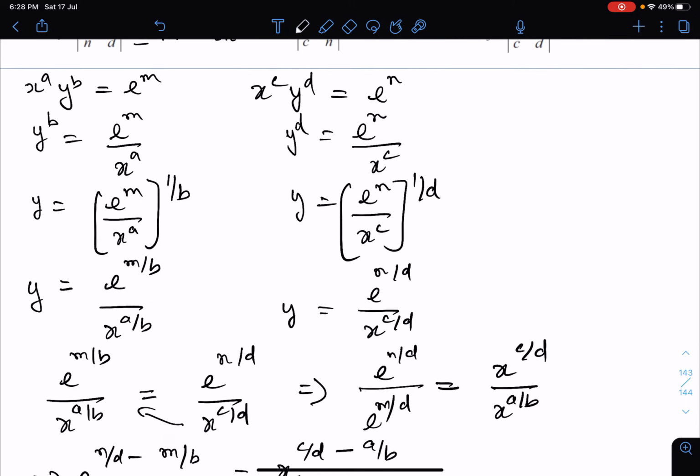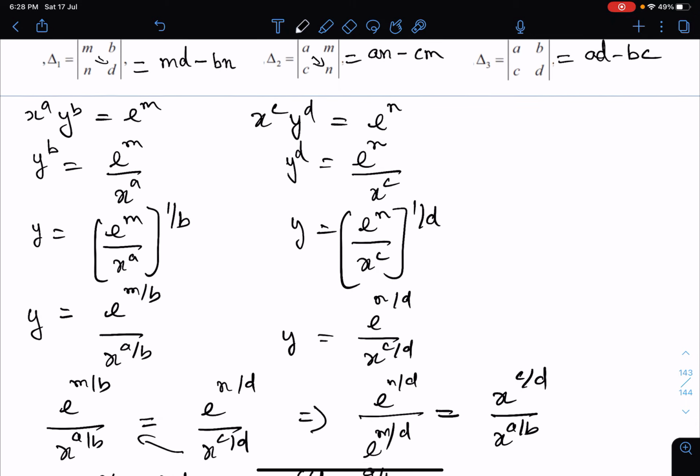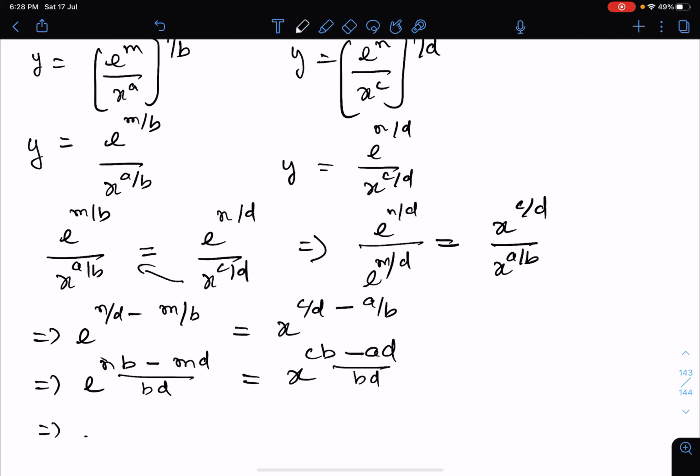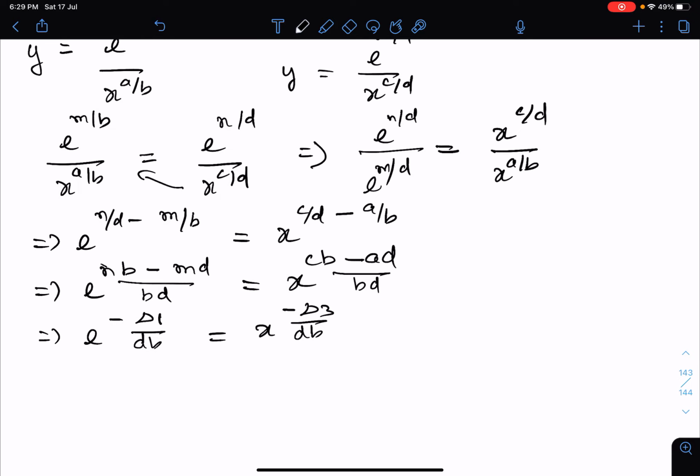MD minus NB. It is here, but it's in the opposite direction, isn't it? So you are going to give it as e power minus del 1 by dB, and here it is x power minus del 3 by dB. Okay, so this is on the power. So now we are going to take the power outside.